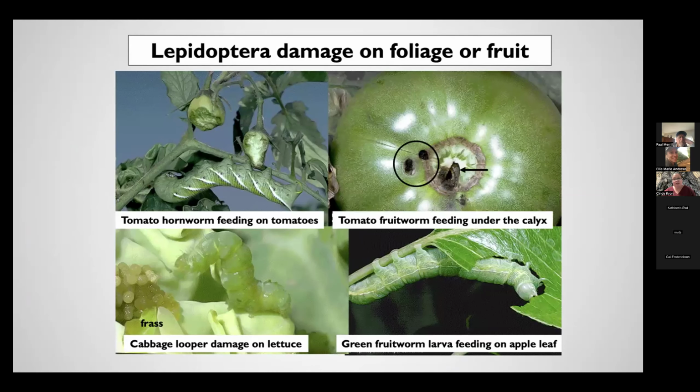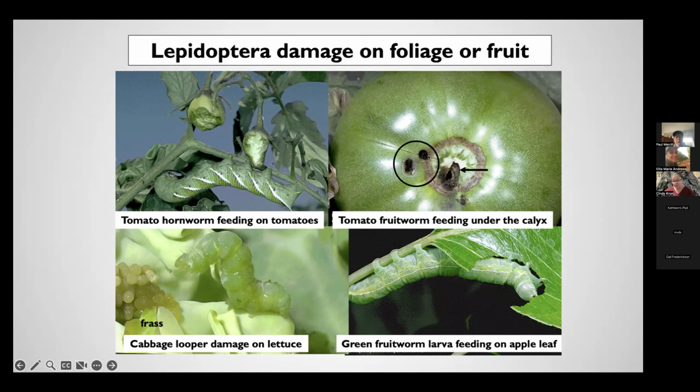Some of the damage on foliage and fruit that you can see, like tomato hornworm feeding on tomatoes, I've seen them on grapes when they get this large, and they'll just defoliate a whole portion of a grapevine overnight. They are voracious feeders later, before they pupate. These get pretty chunky, pretty large larvae. The cabbage looper damage on lettuce, green fruitworm larvae feeding on apple leaf, and tomato fruitworm feeding under the calyx of the tomato. You can see the worm here, but you can see the entrance hole and the damage to the fruit.